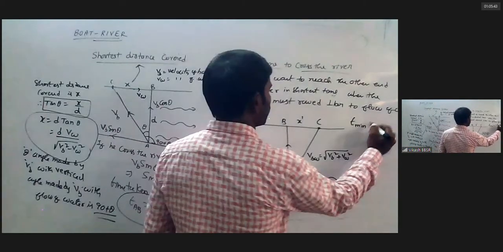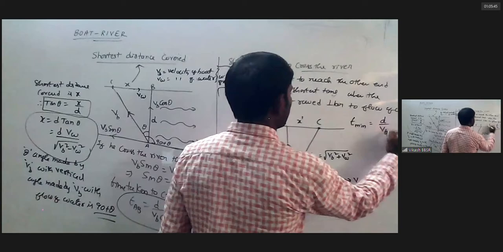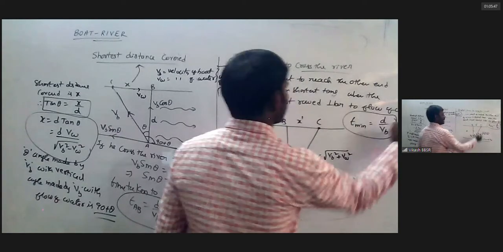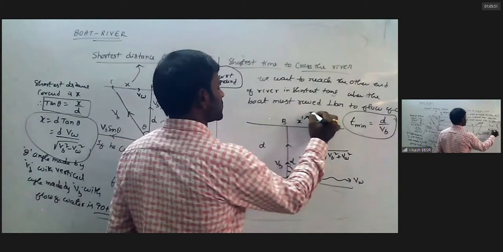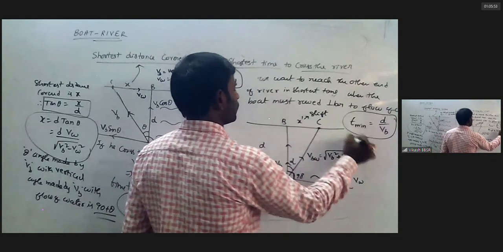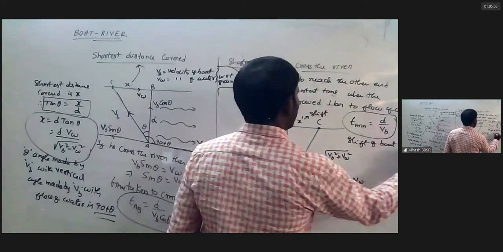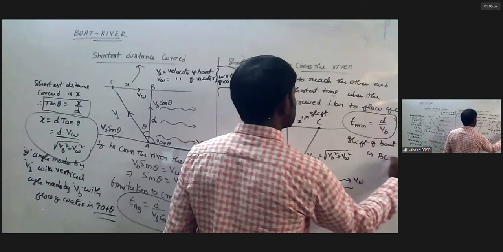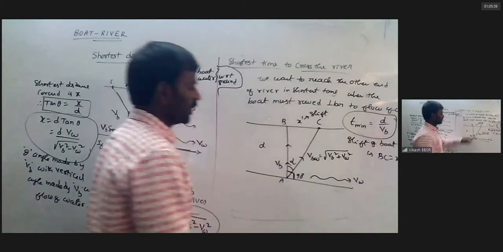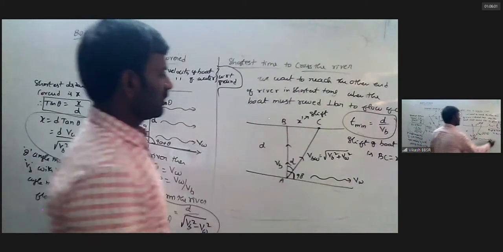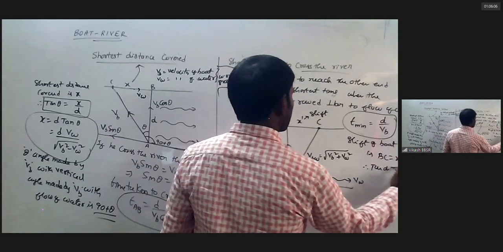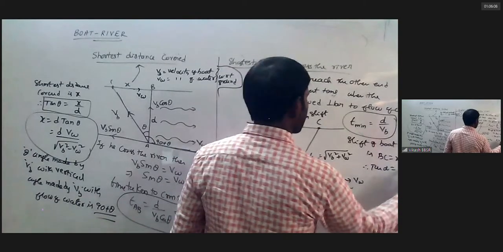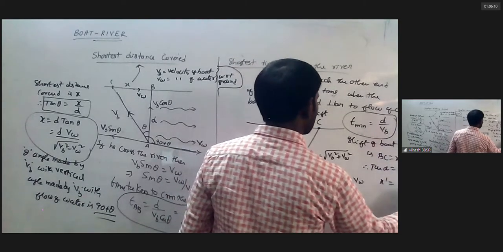T minimum equals D by vB. X dash is nothing but the shift of the boat from B, BC equal to X dash. So alpha is with respect to 90, and X dash equals D into tan alpha.